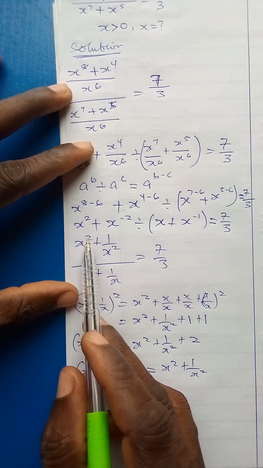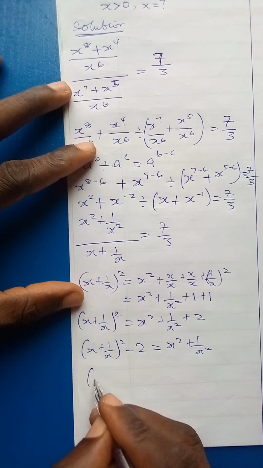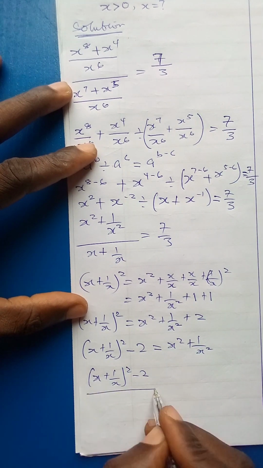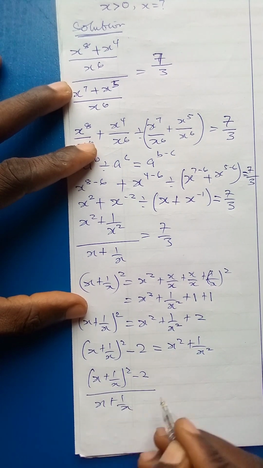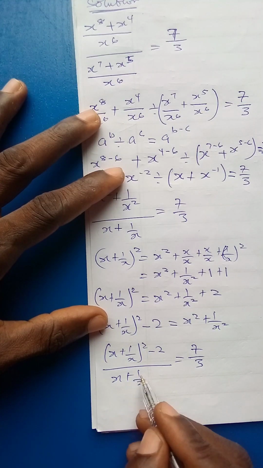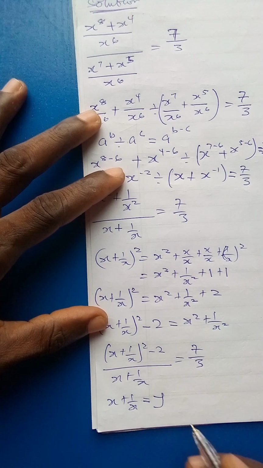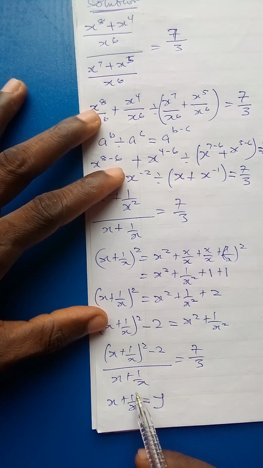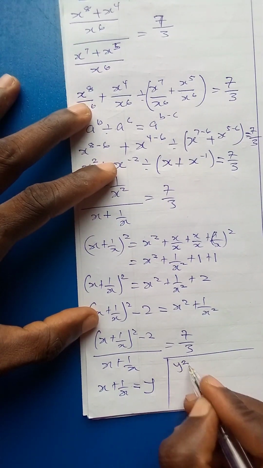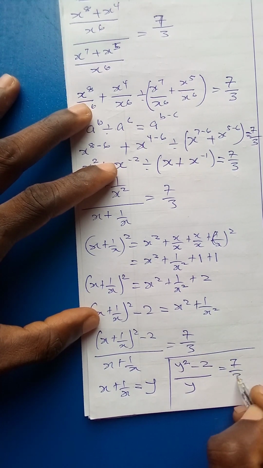Now what I will do next is to substitute this for this. That is, where I have my x squared plus 1 over x squared, I'm going to write this in place of it. That becomes x plus 1 over x all squared minus 2 all over x plus 1 over x will now give me 7 over 3. I am going to substitute x plus 1 over x for y. Then where I see x plus 1 over x, I'm going to write y in place of it. So here becomes y squared minus 2 all over y is equal to 7 over 3.